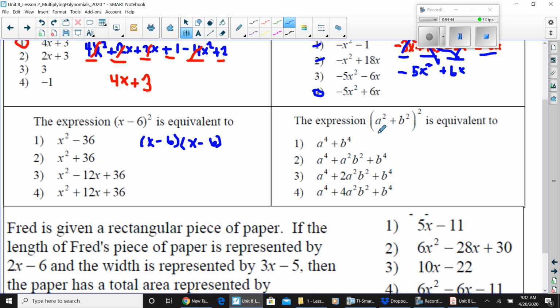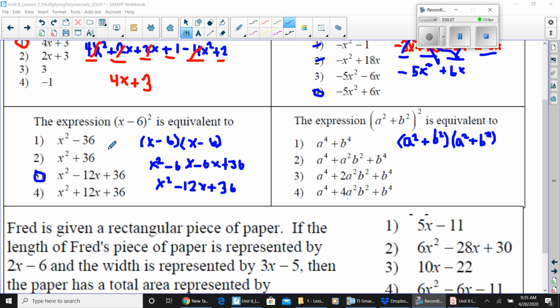This is the same type of problem, but just remember, anything inside the parentheses squared has to be repeated exactly like it is twice. And you set it up like this, and you multiply. Go ahead and see if you could multiply them and get the right answer. We'll press pause now.